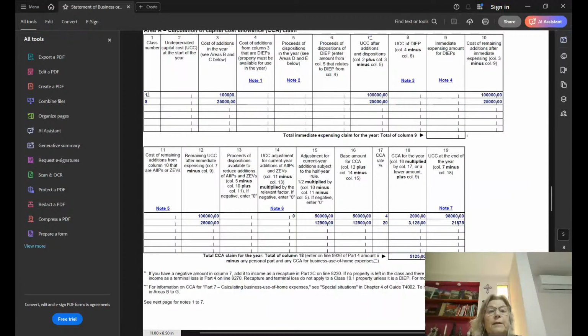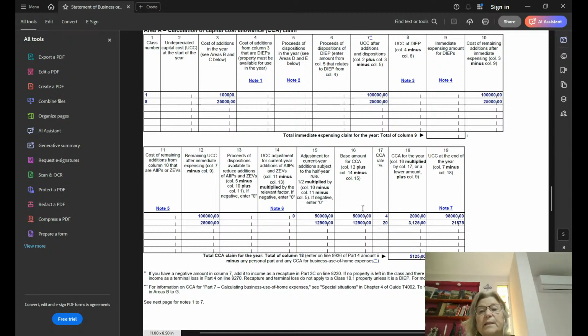So here we go, class 1 and class 8, cost of additions during the year. Here they are. We flow all the way through to here. Now it says here, adjustment for current year additions subject to the half-year rule. When you buy assets, the first year you're only allowed to claim 50% of the capital cost allowance. Capital cost allowance is the tax equivalent for depreciation. So we basically divide the 100,000 into 2 and the 25,000 into 2.